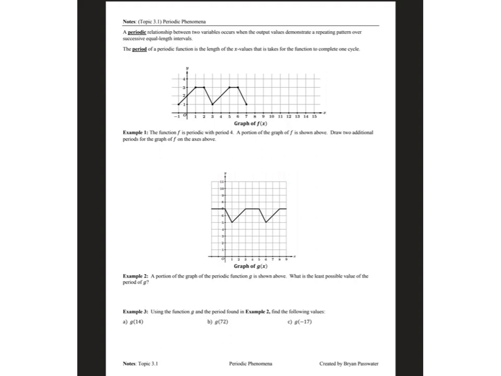So this lesson is just recognizing periodic phenomena, recognizing real-world applications of things that repeat. A periodic relation or relationship between two variables occurs when the output values demonstrate a repeating pattern over successive equal length intervals. So I'm thinking in my head things that are cyclic. The revolutions that a microwave tray makes while I'm heating something up. That's cyclic behavior.